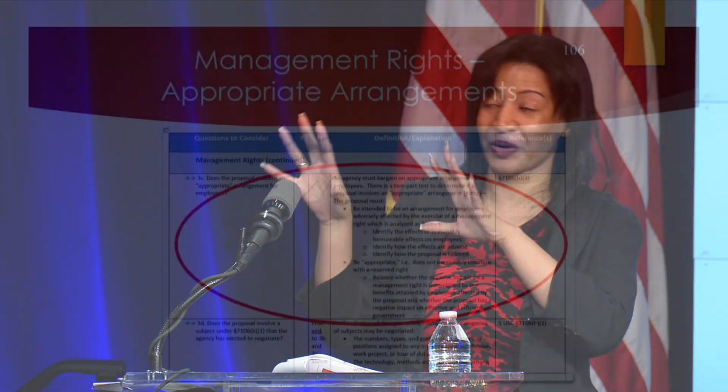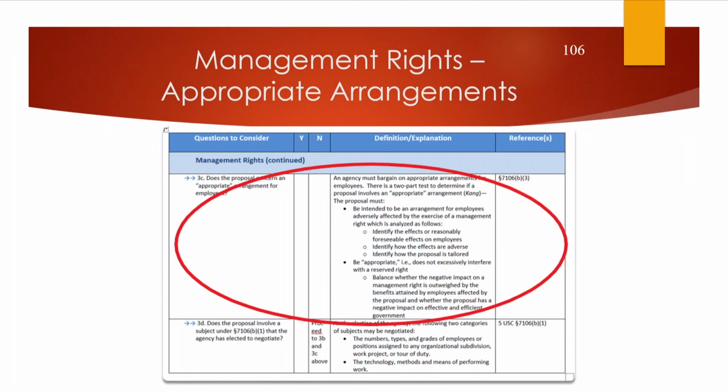Okay. Now we're going to look at the complex appropriate arrangements. And you can see the section on appropriate arrangements is here in 3C in your checklist. And you can see it's very involved and very detailed. Unlike procedures, there are a lot of tests that you're going to look at. And so we're going to go through this to discuss how to analyze whether a proposal is an appropriate arrangement. Because the union gets a little more latitude when it comes to appropriate arrangements. And if they're able to show that their proposal is an appropriate arrangement, they can even somewhat interfere with management rights. So this is a tricky one.